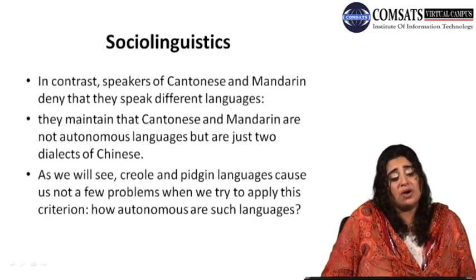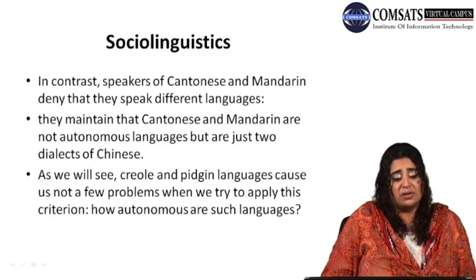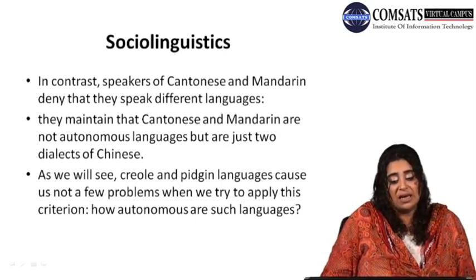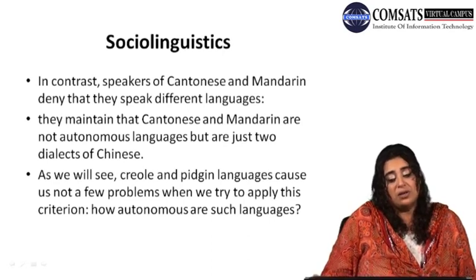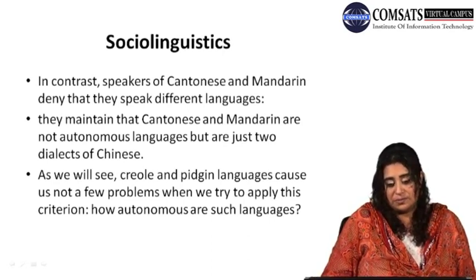In contrast, speakers of Cantonese and Mandarin deny that they speak different languages. They maintain that Cantonese and Mandarin are not autonomous languages, but are just two dialects of Chinese. As we will see, Creole and Pidgin languages cause us not a few problems when we try to apply this criterion, but how autonomous are such languages?